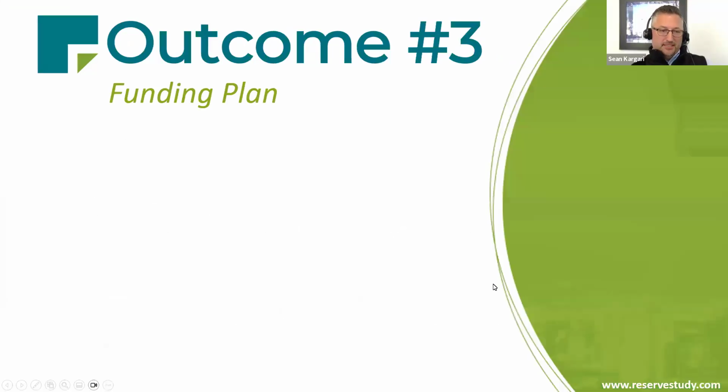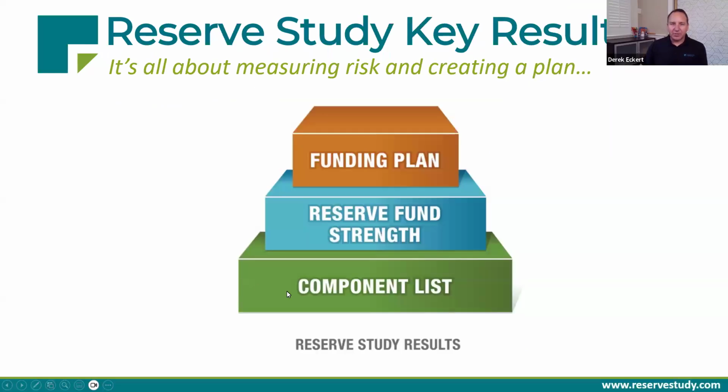Very good points. That's a good transition. I'm going to now take over and talk about the next number of slides. I would like to start by talking about outcome number 3, which is the funding plan. Sean Andersen already touched on the component list, which is the building blocks of the reserve study. You need to make sure that's right to make sure you're on target. Sean Kargari touched on reserve fund strength, which we know as percent funded. It's a way that we can determine the risk of special assessment, deferred maintenance, and decline in property values. And then I'm going to touch on the funding plan.